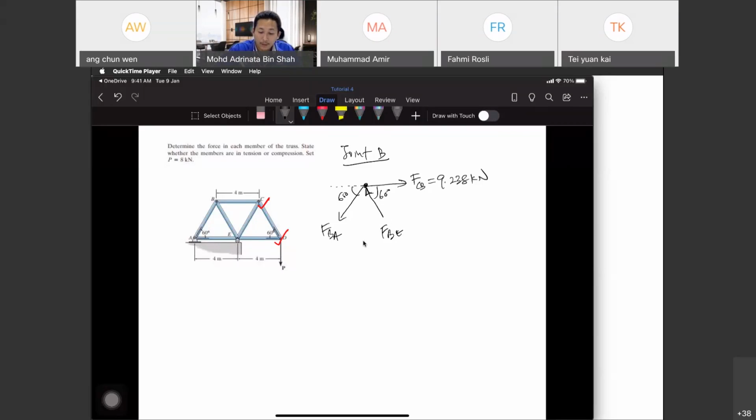Okay, now again we have to solve our Fy equals to 0. So FBA sine 60 minus FBE sine 60 equals to 0. So sine 60 FBE equals to FBE.